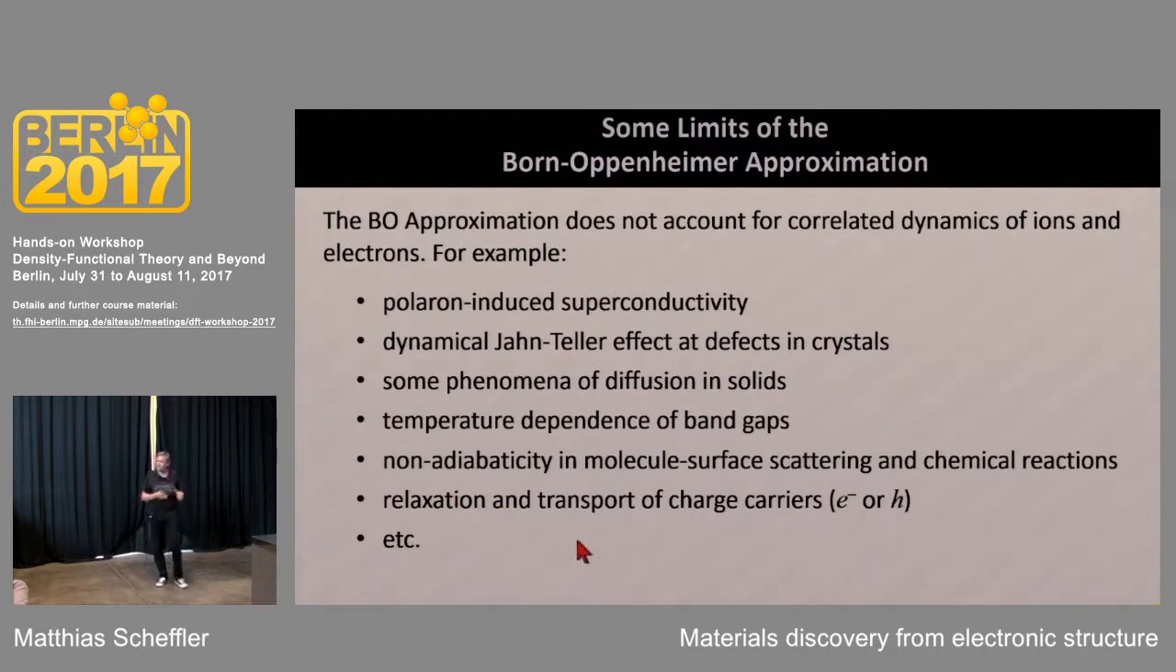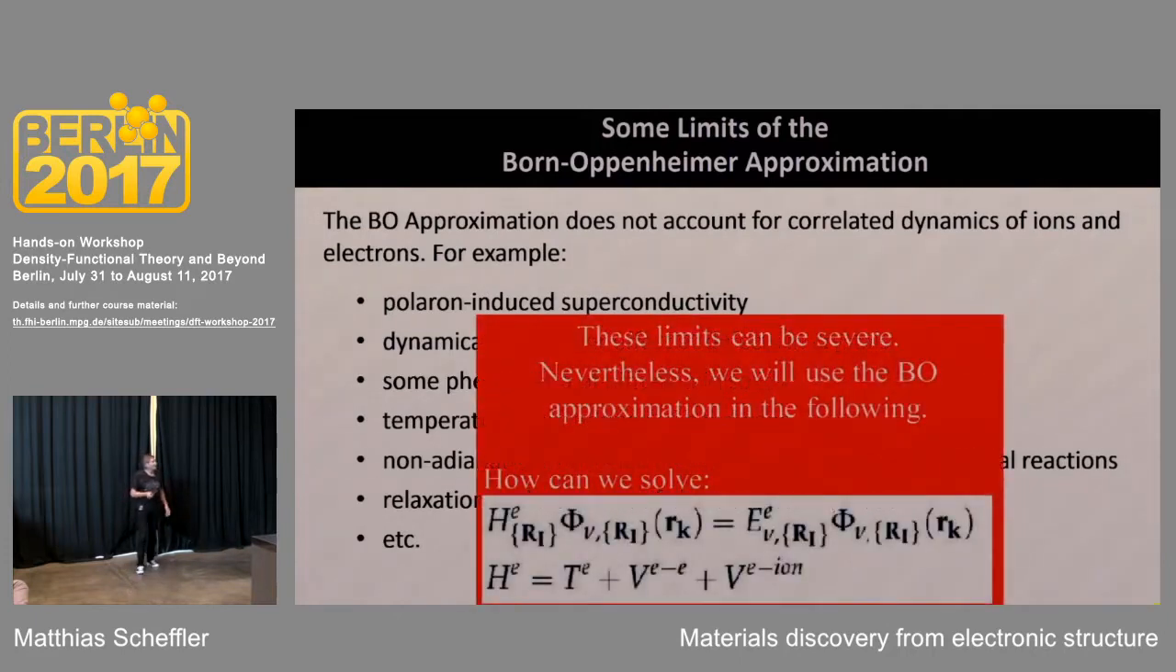And I think the more one looks into the experimental results, the more you see that there are problems with this approximation. Nevertheless, in this workshop, we will keep in mind, hopefully, that there are limits to the Born-Oppenheimer approximation, but we will use it. We will concentrate on the electronic Hamiltonian: kinetic energy, electron-electron interaction, and electron-ion interaction.